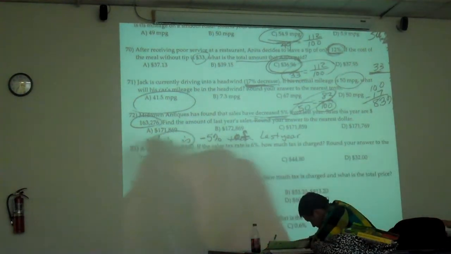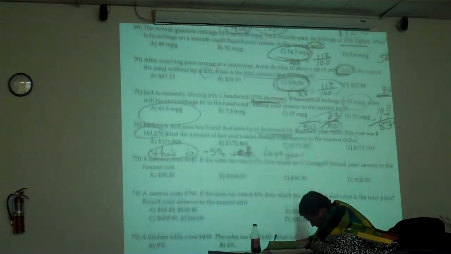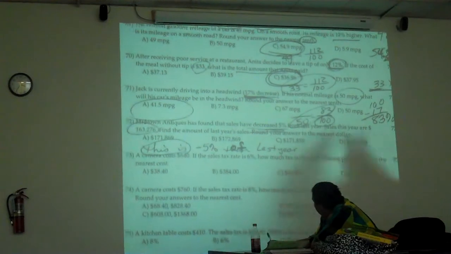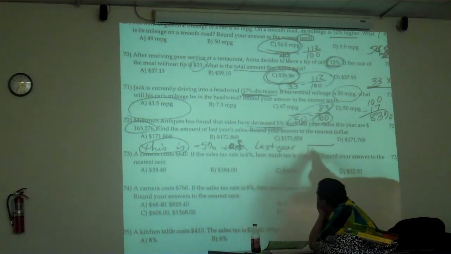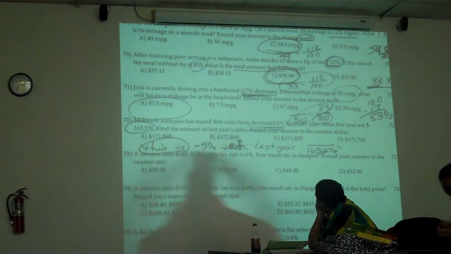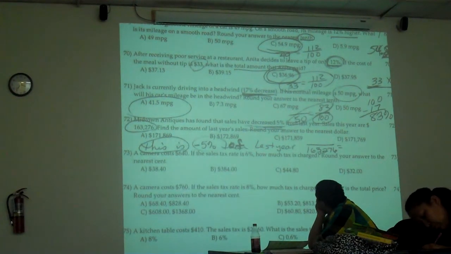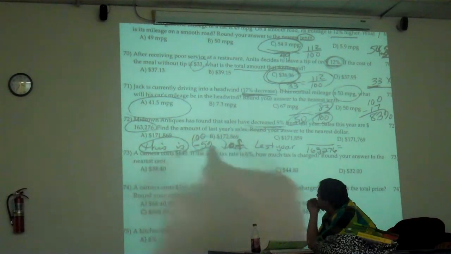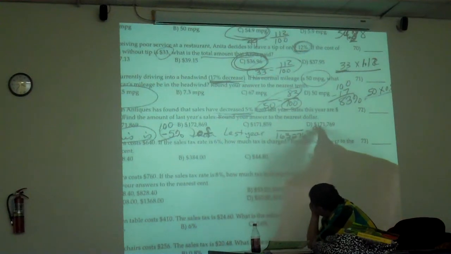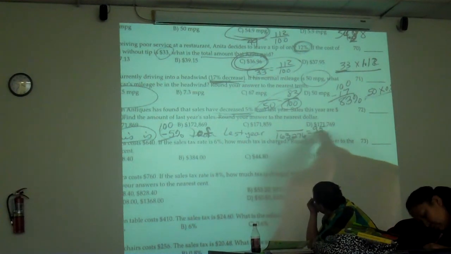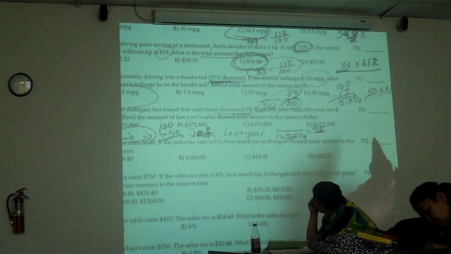That's our is part. We're not putting it on the bottom anymore. We know the is, 163,276. This is a 5% decrease. So what number are we going to use? Not 5. 95. 100% minus 5 is 95%. I put that on the bottom. It's supposed to be the top.